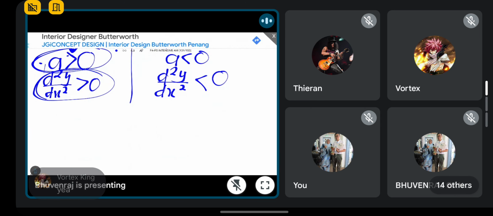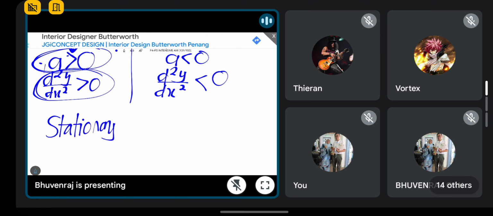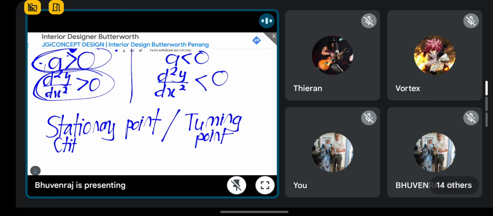So let me talk a bit about stationary points also, just to give you all some knowledge on this. Okay, so this point, there are many terms actually they can use. Mereka boleh guna banyak ungkapan to show the stationary point. Okay, stationary point is one of it. They can also call it turning point. Okay? Yang ni titik pegun, stationary point.